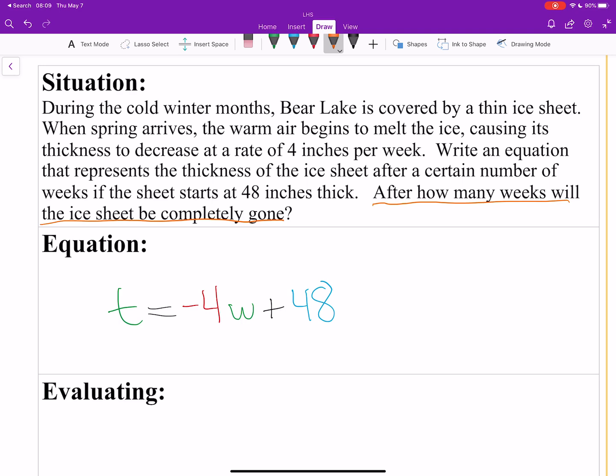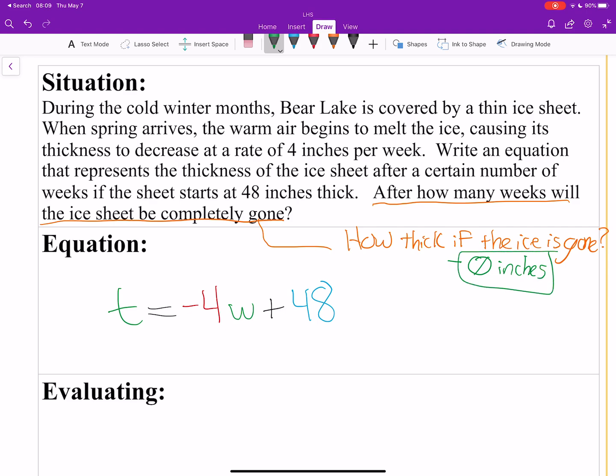So this is where you have to ask yourself, how thick is the sheet if the ice is completely gone? What numerical value could we use to represent the fact that the ice sheet is entirely gone? Well, if you think about it, if the ice sheet is totally gone, it's 0, right? 0 inches. So that's the number we're going to be plugging in, is going to be 0. So we want to know how many weeks have gone by once we've gotten to 0.